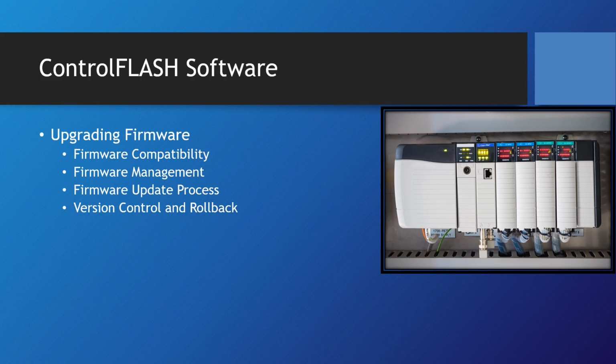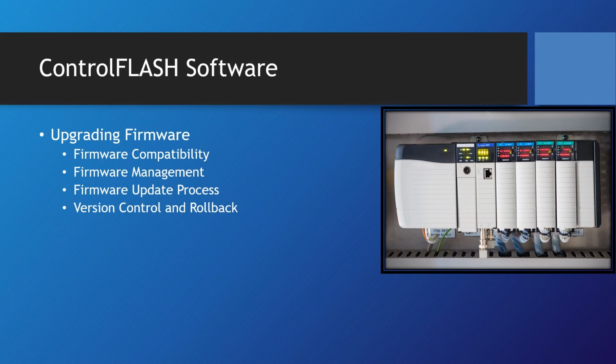Key features and functionalities of ControlFLASH include firmware compatibility. ControlFLASH supports a wide range of Rockwell Automation devices, including PLCs, motor control devices, industrial communication modules, and other control products. It ensures compatibility between the software tool and the devices it is intended to update. Firmware management. ControlFLASH provides a centralized platform for managing firmware files. It allows users to import, organize, and store firmware files associated with different devices. This helps to keep track of available firmware versions and simplifies the process of selecting and applying updates.